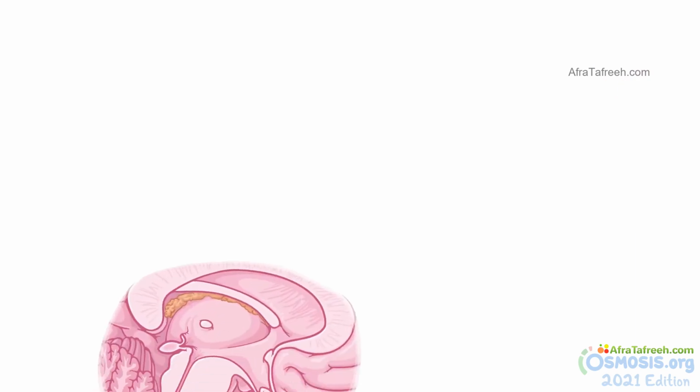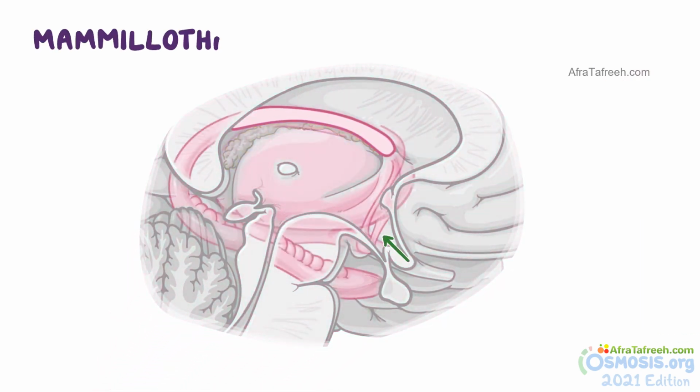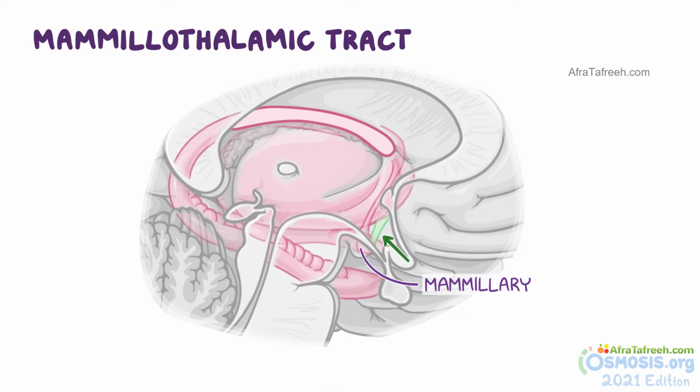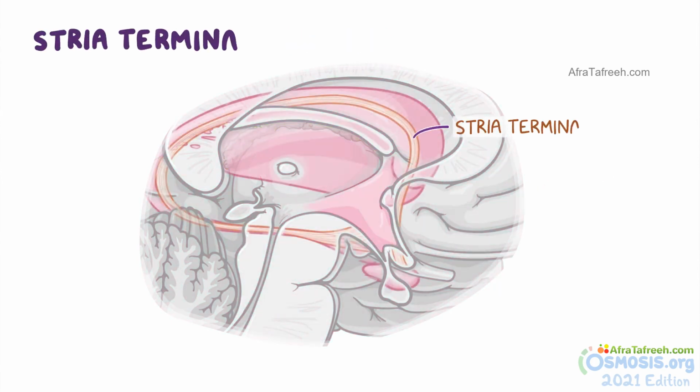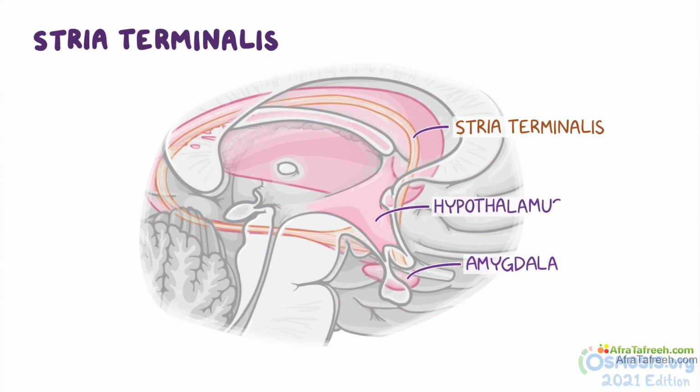The second major bundle of axons is the mammillothalamic tract that connects the mammillary bodies with the anterior nuclei of the thalamus. The last pathway is the stria terminalis, which connects the amygdala with the basal forebrain and the hypothalamus. The fibers of the stria terminalis originate in the amygdala and pass along the medial side of the tail of the caudate nucleus, following it through the floor of the body of the lateral ventricle before reaching the hypothalamus.